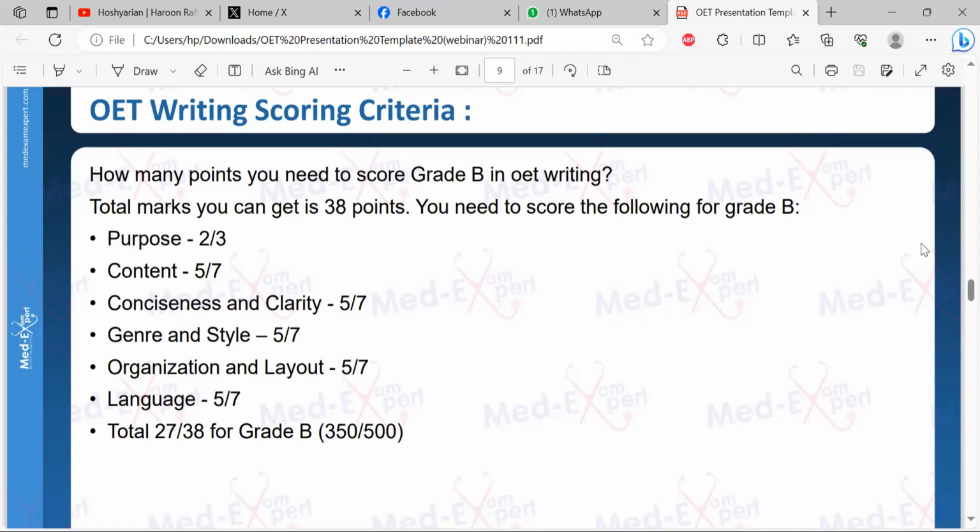Anyhow, organization and layout also has 7 marks, and if you score 5, then it is very good. Language is basically your grammar, spelling mistakes, vocabulary, and what kind of words you are using. So it also contains 7 marks, and you should score 5 out of it. So in total, if you score 27 out of 38, then it is surely a B grade, which is 350 out of 500.